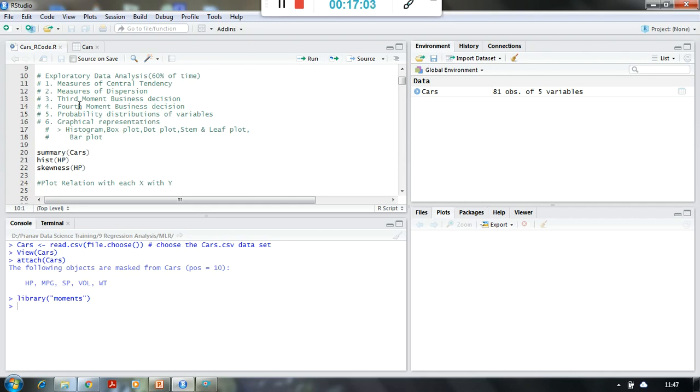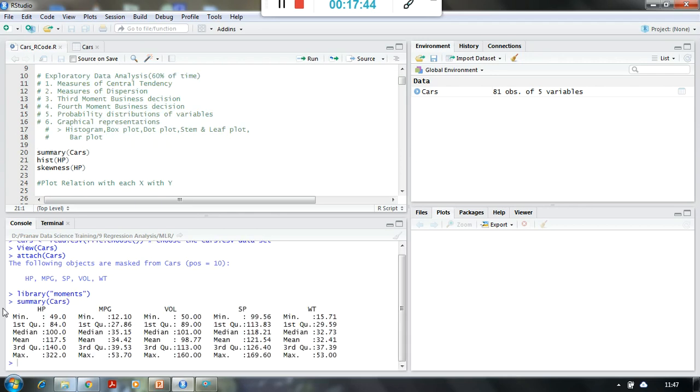And now I'm going to assume that we have done all this exploratory analysis as we have done in our simple linear regression, that is plotting all the bar plots, box plots, looking at the first moment, second moment, third moment, fourth moment of business decisions, the measures of central tendencies and measures of dispersions, probability distribution, etc. I'm just going to assume all this is done, because we know that whenever we are in the project cycle, almost 70 to 80% of the time we spend doing this exploratory data analysis, right?